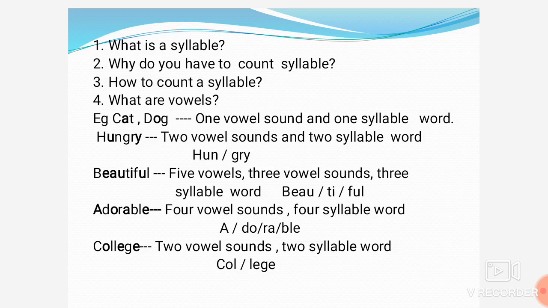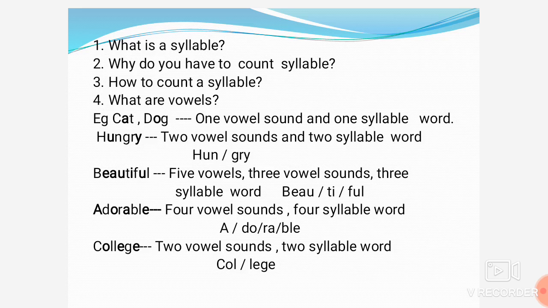Now let's take the word adorable. Adorable has got four vowels in it. In English, a word that ends with E, mostly the E sound is silent. But in the word adorable, it ends with LE, so it's got a sound "ill". So the word adorable has four vowel sounds: a, do, ra, bl. So it's a four syllable word.